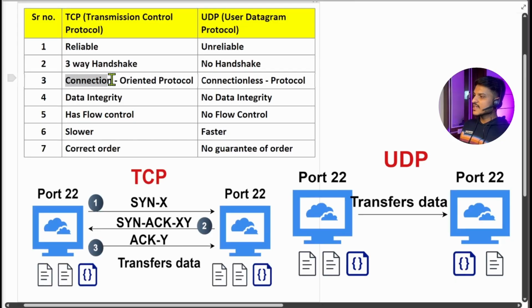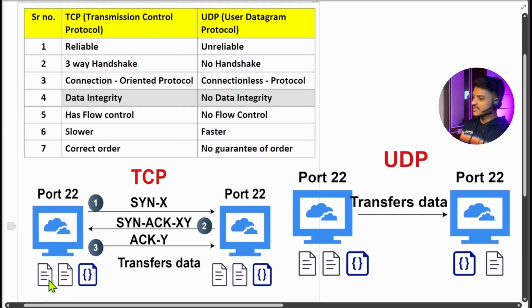Third, TCP is a connection-oriented protocol whereas UDP is a connectionless protocol. As we can see, at each point a connection is being made, whereas in UDP the data is transferred directly. Fourth, TCP has data integrity whereas UDP doesn't have data integrity.